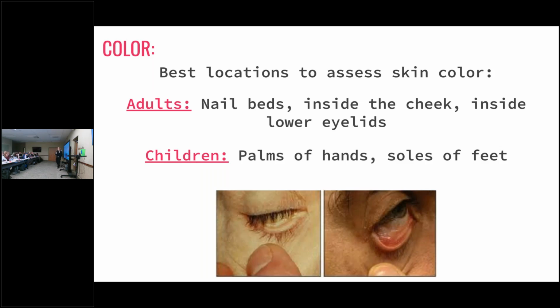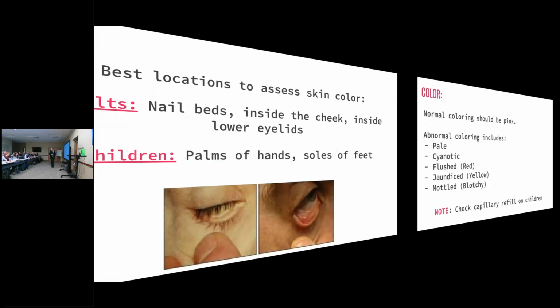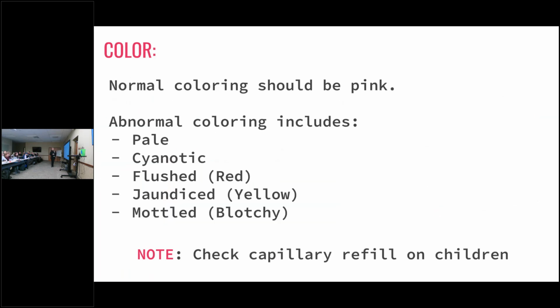The one on the left, you can tell it's really pale, so there's probably something going on there. Again, normal coloring should be pink. Abnormal coloring includes pale, cyanotic. What is cyanotic? Blue. It could be flushed, jaundiced, or mottled. And another note is we can check capillary refill on children.